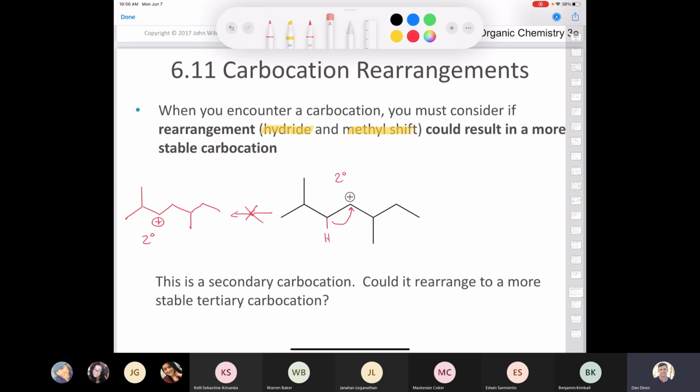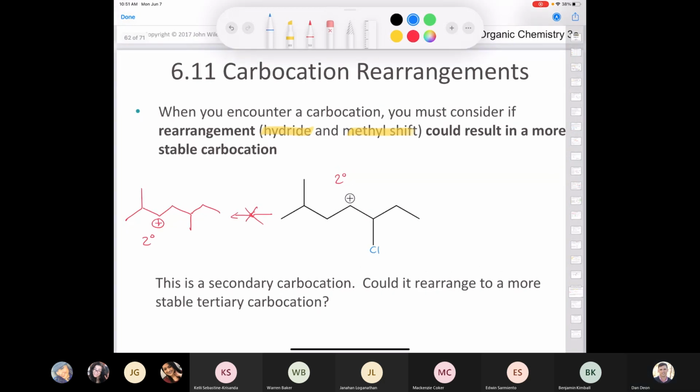Somebody says, okay, well, maybe a methyl shift. Well, if I look at this methyl group over here, and I shift that methyl group onto this carbon, then I'd end up with this. I'd put the methyl group over here, but then I'd still have my positive charge here. So I'd go from secondary to secondary. So that's not going to occur either. I'm not increasing the stability.